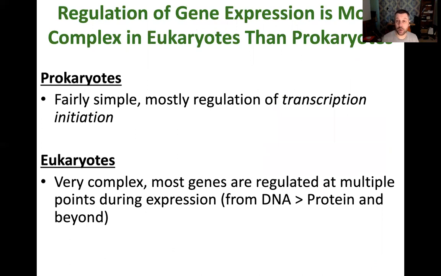So in prokaryotes, a lot of gene expression is regulated at the level of transcription, specifically transcription initiation. We can talk about that today. In eukaryotes, there are much more complex ways that they regulate their genes, which makes sense, right? We're a multicellular organism. Each of our cells has specific jobs. Gene regulation, very important and must be closely monitored and controlled.